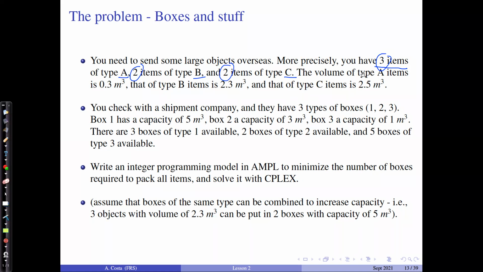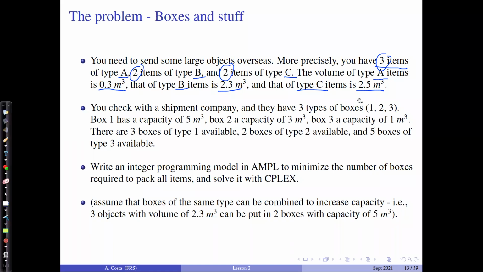What about the boxes? No, sorry, this is again about the items, the boxes come below. The items A, B, and C are different because they have different volumes. The type A items have a volume of 0.3 cubic meters. The numbers are just invented, it's not really important. For those of type B we have 2.3, and those of type C we have 2.5 cubic meters. So this is about the items.